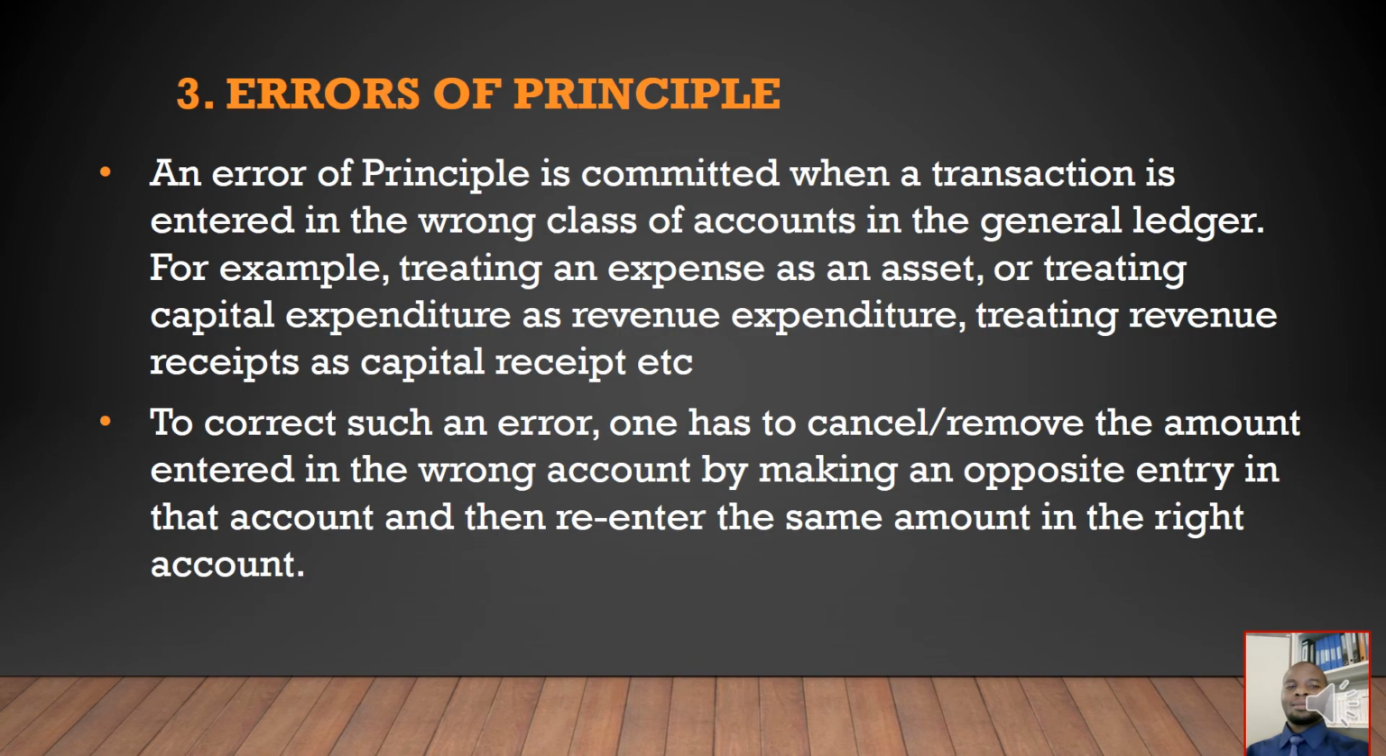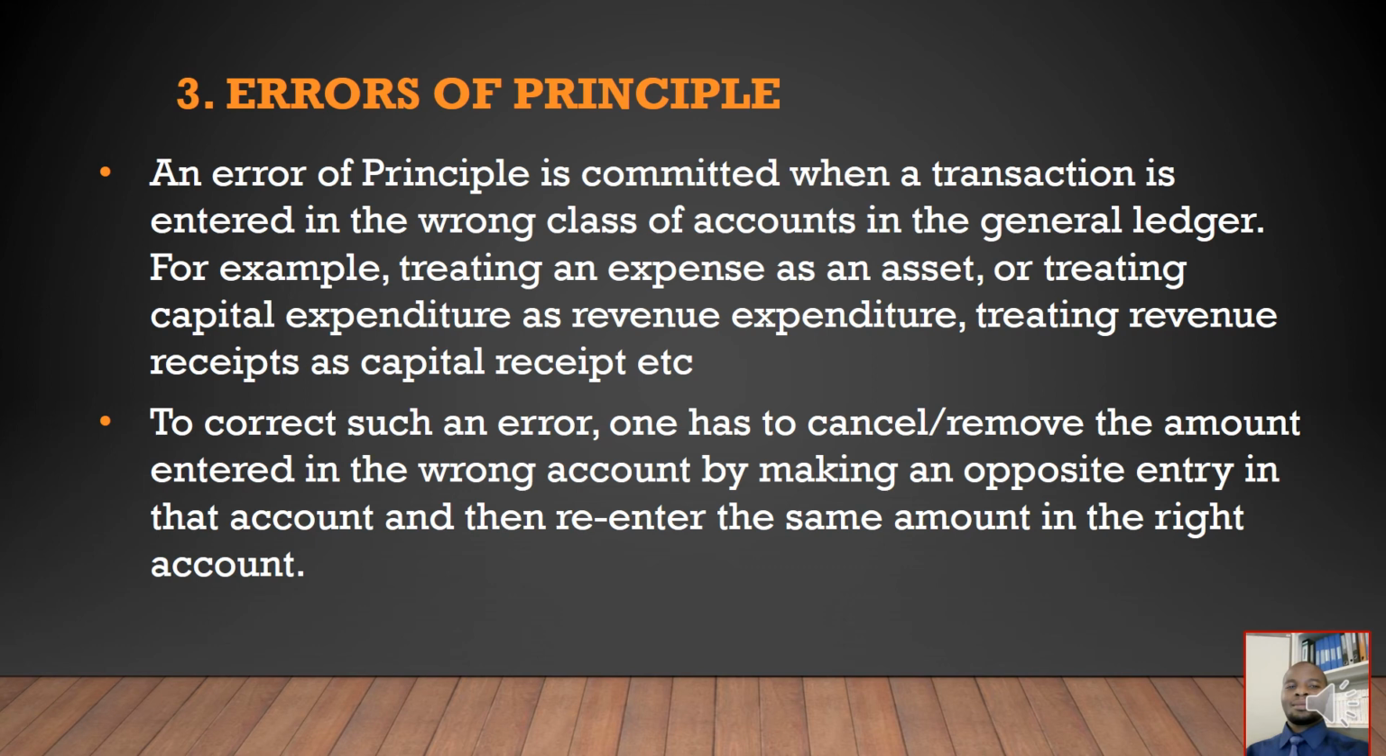Number 3 is error of principle. What is an error of principle? An error of principle is an error committed when a transaction is entered in the wrong class of accounts in the general ledger. There are different classes of accounts. So if you make an entry for a particular transaction in a wrong class of accounts, that is an error of principle. For example, if you treat an expense as an asset, or you treat capital expenditure as revenue expenditure, or you treat revenue receipts as capital receipt, that becomes an error of principle.